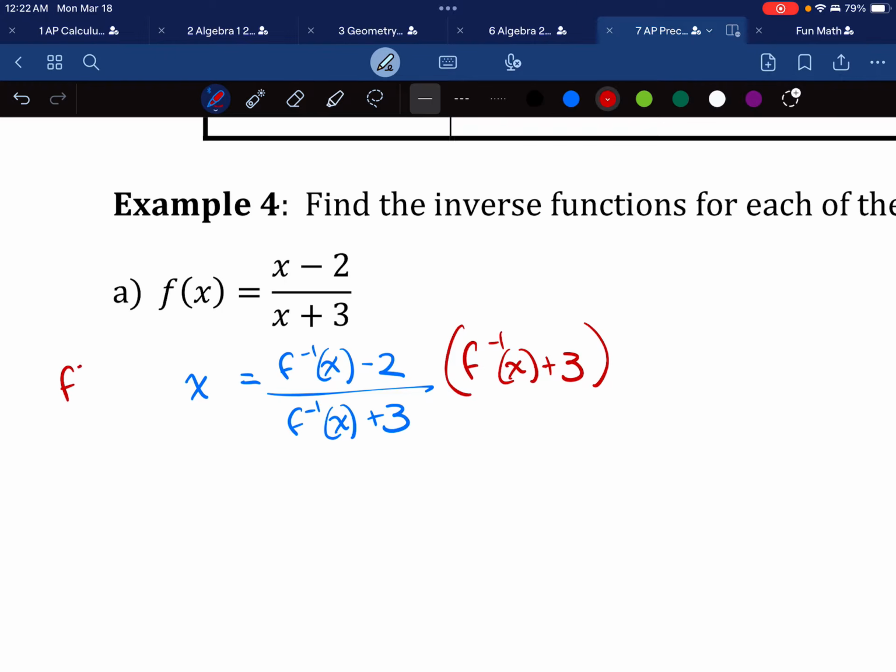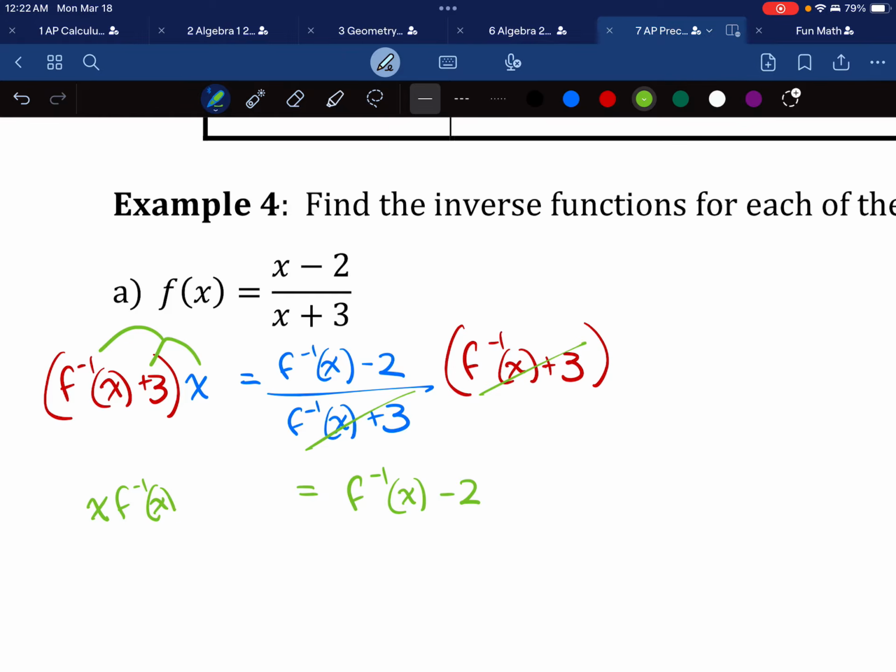We're going to write f inverse of x plus 3, all multiplied by the left side, and what happens here is these cancel out, meaning that the right side is now just this f inverse of x minus 2. Sorry, that's what's left over. And on the left side, this x is going to distribute into these two terms, meaning I have an x times an f inverse of x plus a 3x.